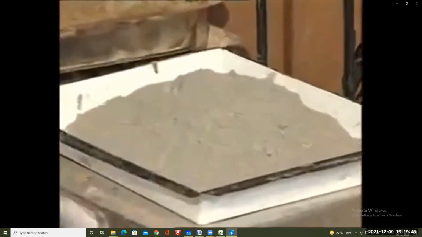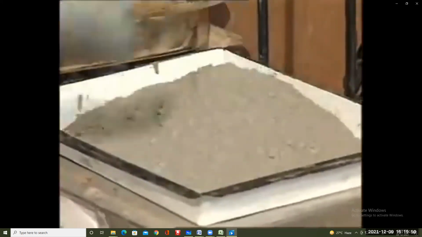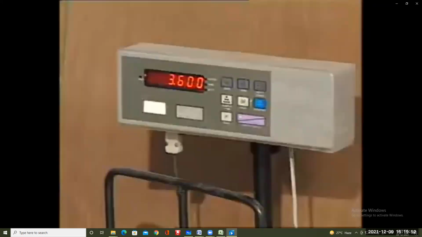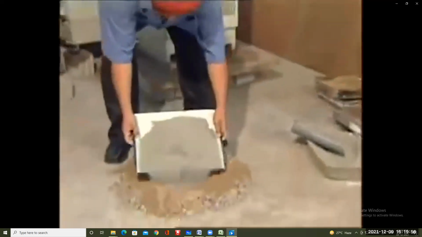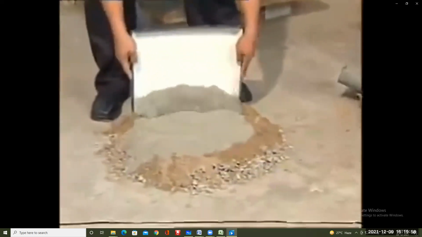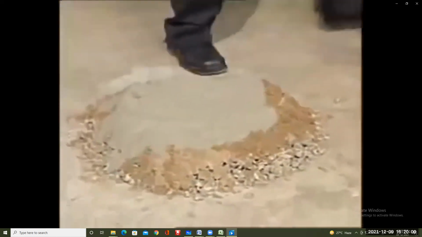For casting the cement concrete cubes, measure the dry proportions of ingredients as per the design requirement. For example, in this case, the proportions used for casting cubes are 1:1.5:3 as per Indian Standard Code 456/2000.